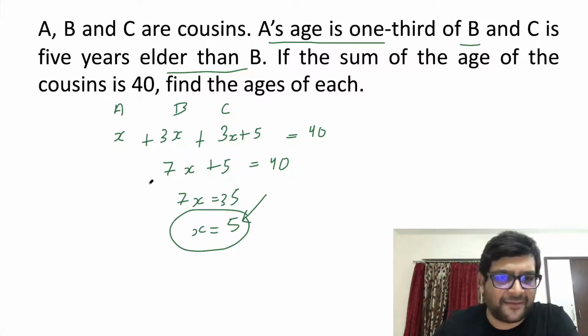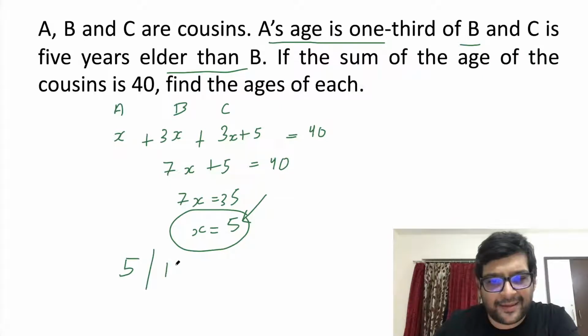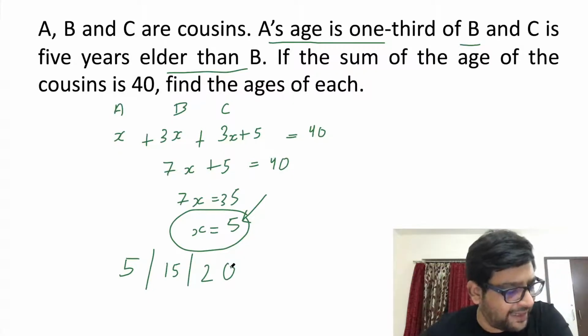So if x comes out as 5, what are the ages? A is x, so 5. B is 3x, so 15. C is 5 years elder than B, so C is 20. 5, 15 and 20 is my answer.